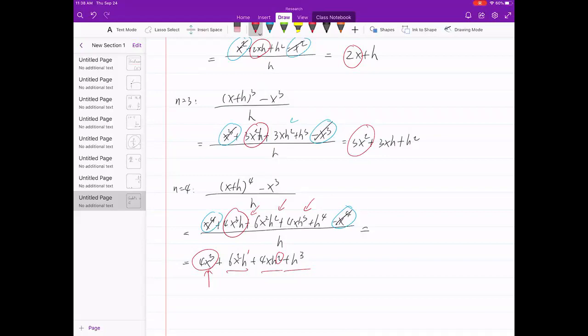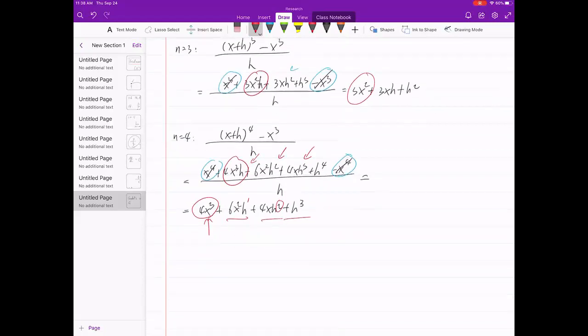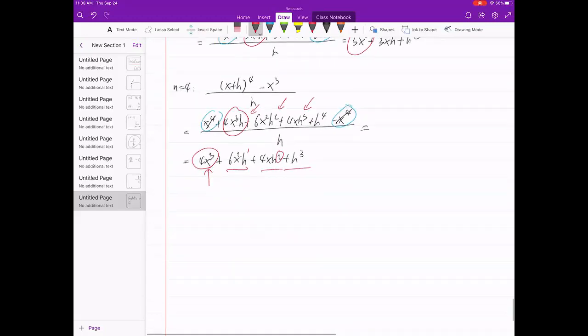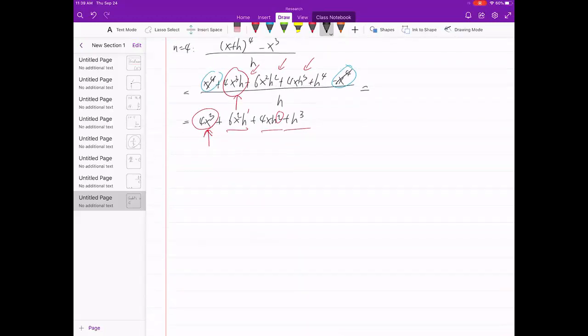Make sense so far? So here's the logic. Finding the derivative of all these things is exactly the same as finding this term, which is exactly the same as finding this term, which is exactly the same as finding the second term.